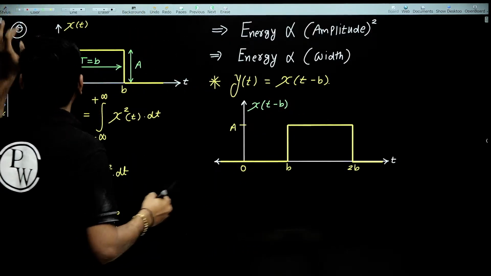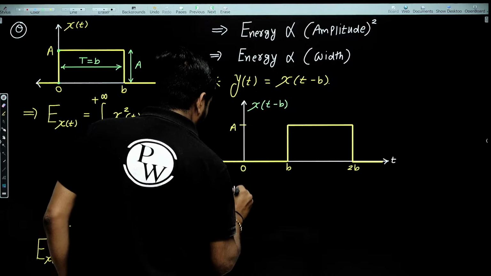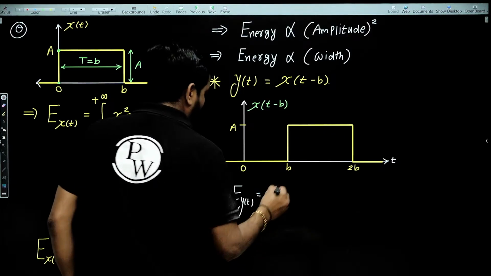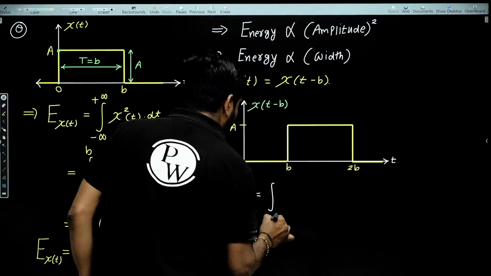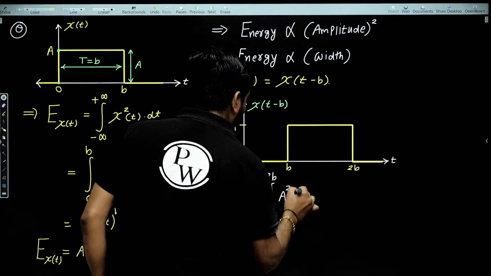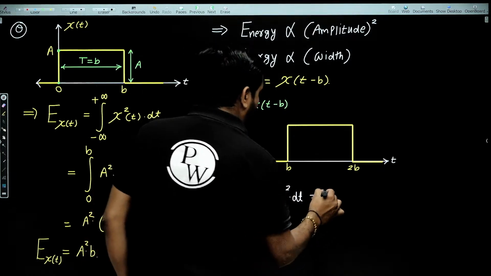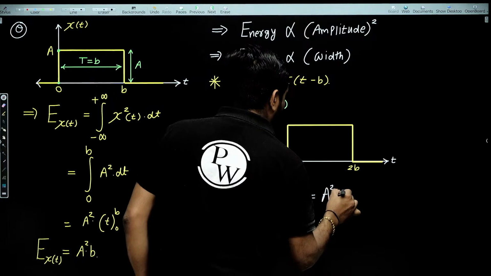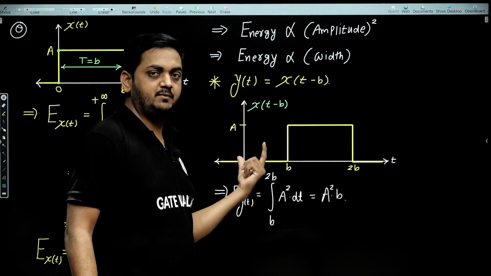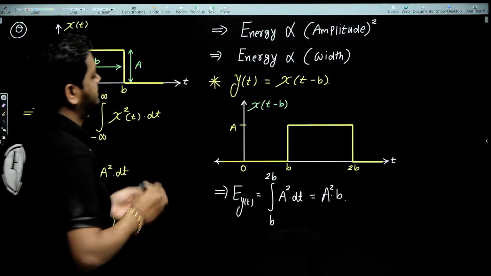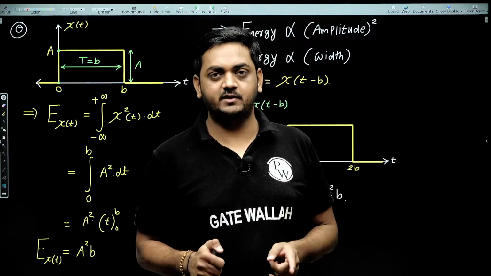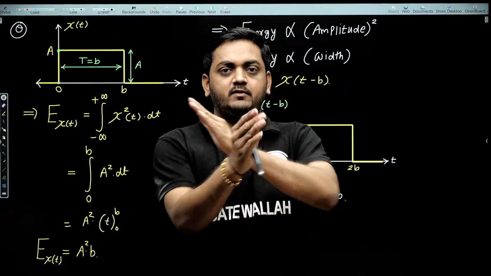Now again calculate the energy of this signal. So the energy of this y of t: the integration is from b to 2b, again the square is a square dt. So you can see here the energy remains the same, guys. Energy remains the same whether the signal is right shifted or left shifted. Even the time reversal operation doesn't alter the energy of the given signal, because in time reversal there is no change in the width, just folding with respect to the y axis.